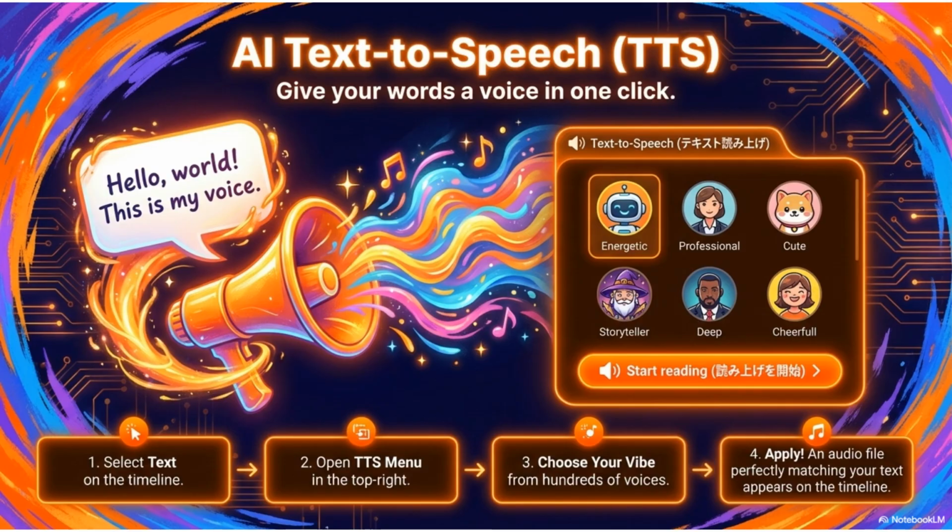AI Text-to-Speech, TTS. Give your words a voice in one click. Select your text on the timeline and open the TTS menu. Choose your vibe from hundreds of options, like energetic, cute, or storyteller. Once you apply it, an audio file perfectly matching your text will appear on the timeline.